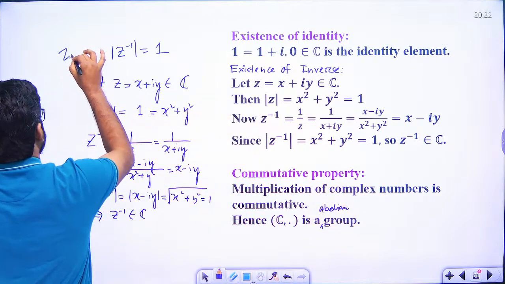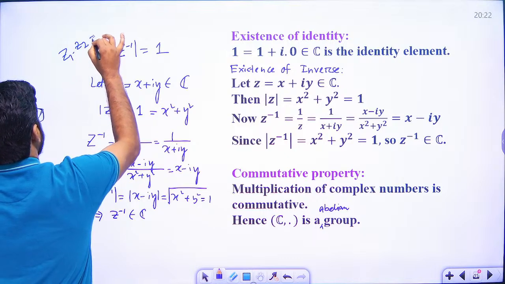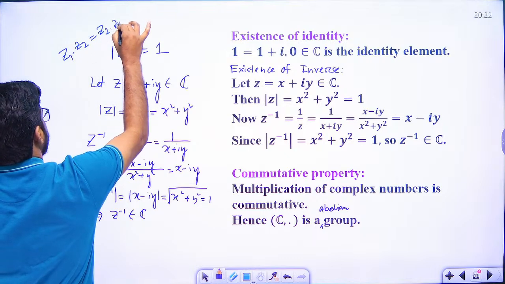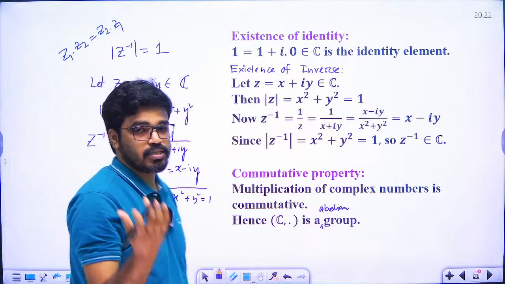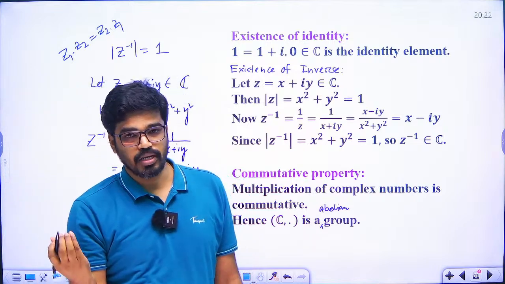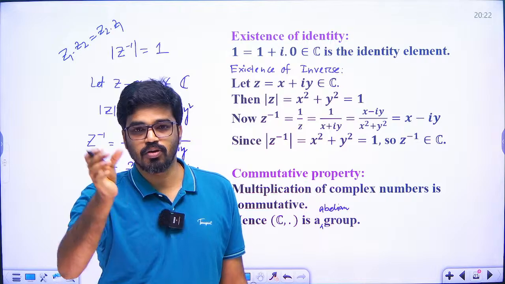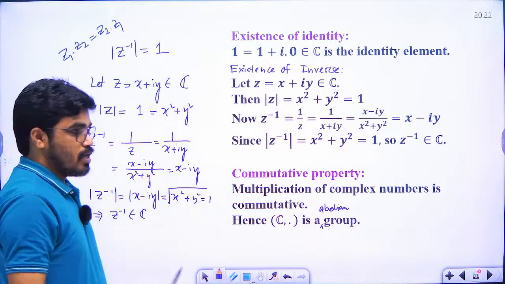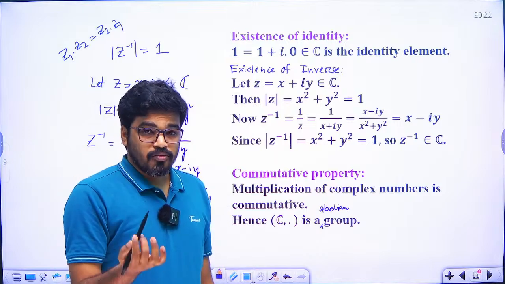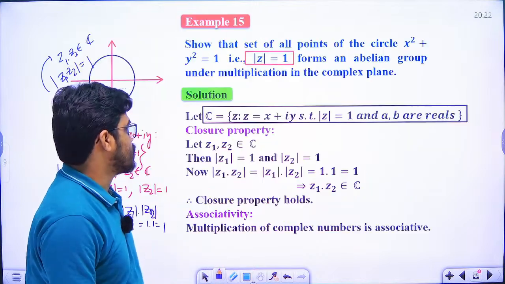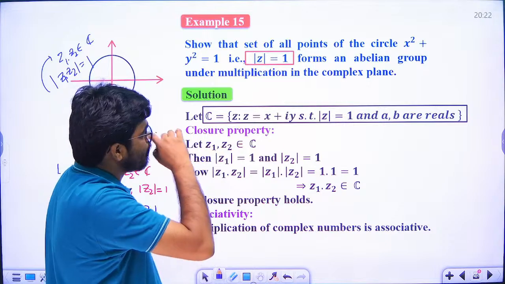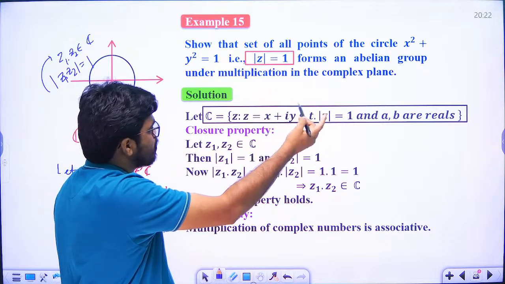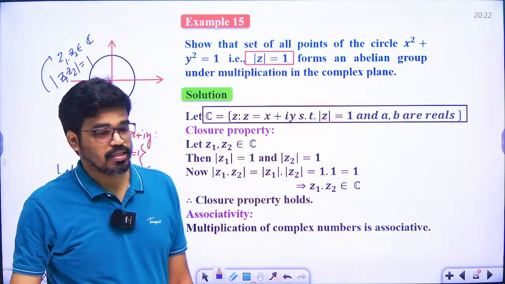Z1 into Z2 is obviously equal to Z2 into Z1. Multiplication of complex numbers is commutative. So Z1 into Z2 is equal to Z2 into Z1. So C is a commutative group with respect to multiplication. Okay, so C is a commutative group or abelian group with respect to multiplication, right?